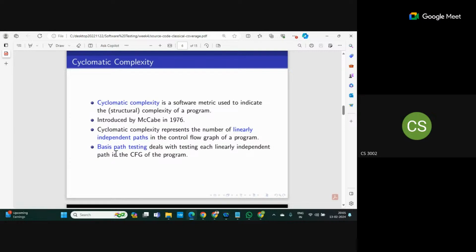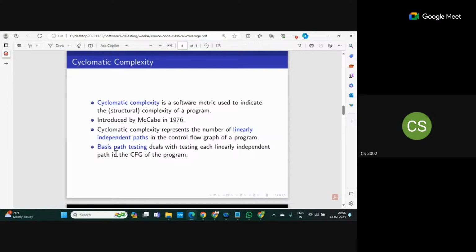So whenever we try to find some test path in our CFG, not the program. I have a program, from there I have drawn the CFG. Now I have to find the linearly independent paths. So what are linearly independent paths? Each linearly independent path must have at least one edge which is new compared to the other linearly independent paths. A linearly independent path starts from the starting vertex and ends at the end vertex, right?